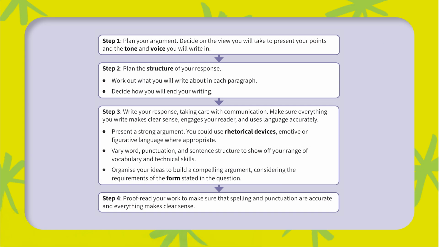So, a useful strategy then for tackling Question 5. Let's look at the grid on screen. First of all, you need to make a plan. Start by deciding on the viewpoint that you're going to take, the points that you'll make, the voice that you're going to write in. So those big decisions that you will make whenever you do any bit of writing, but you need to make them quickly. Spend 5 or 10 minutes working this out. Within those 5 or 10 minutes, think about the structure of your response. Step 2, work out what you're going to write in each bit of your response. Decide how you're going to end it.